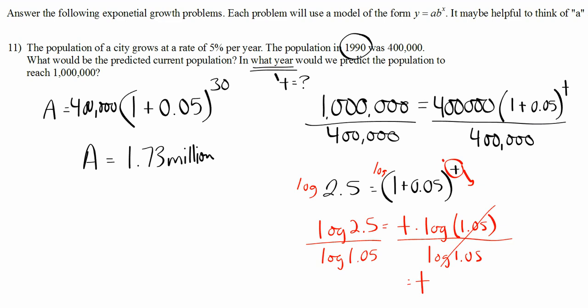When you do log of 2.5 divided by the log of 1.05, you get 18.78 years. So that's the answer to the second part of this question. Could have found the same thing graphically. I think we did that one in class.